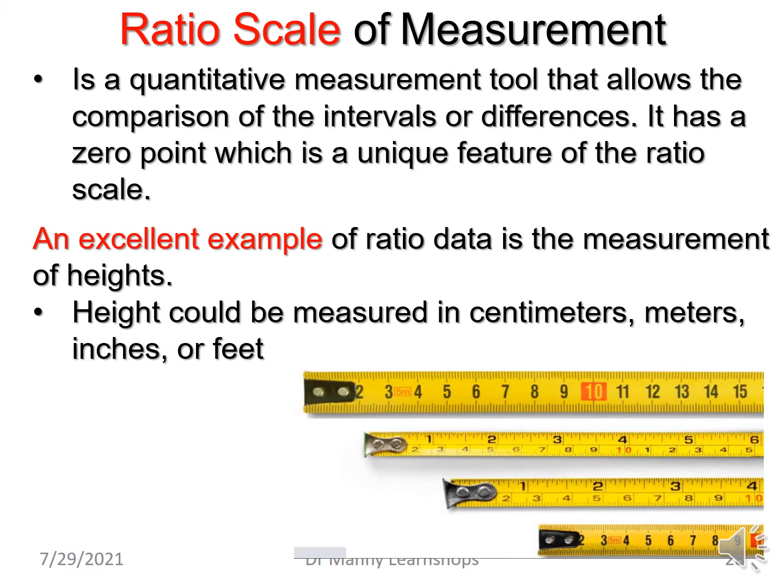Then we have the ratio scale of measurement. And this is a quantitative measurement tool that allows a comparison of the intervals or differences to be recorded. It has a 0 point, which is a unique feature of the ratio scale. An excellent example of the ratio scale is the measurement of heights. Heights can be measured in centimetres, metres, inches, or feet.